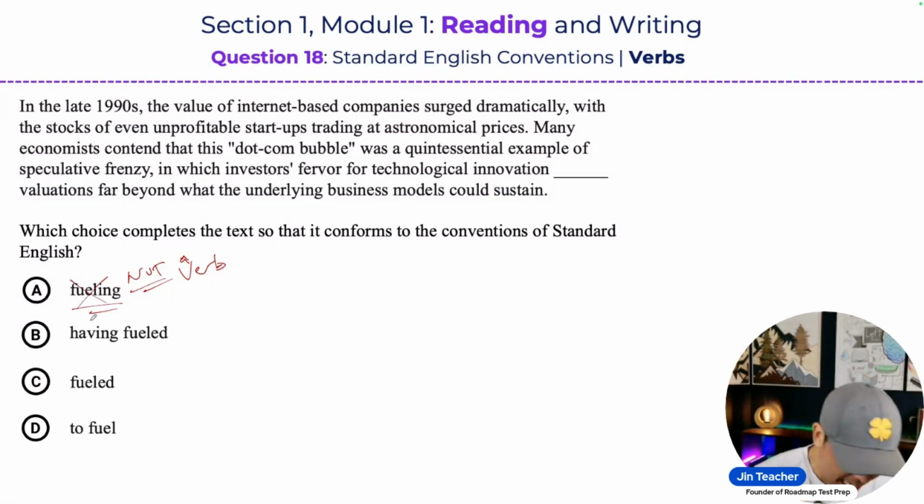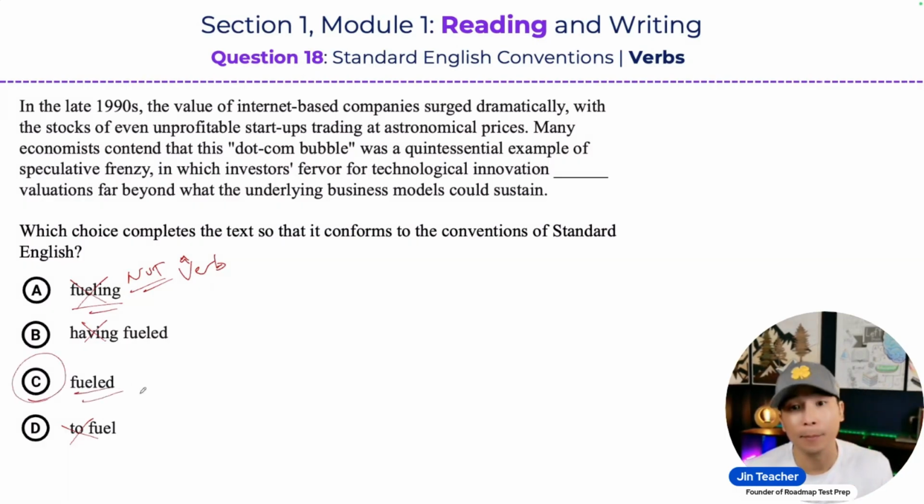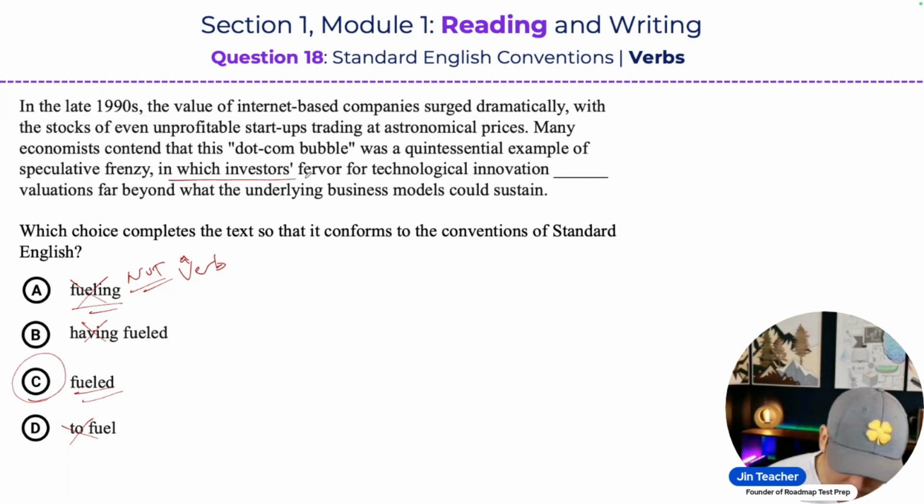And in fact, answer choices B and D are also not going to be correct for the exact same reason, that these words are not verbs, right? They don't function like a verb. C is the only answer choice that's going to be grammatical in this case because, right, it creates a grammatically formed dependent clause, right? This in which investors' fervor for technological innovation fueled valuations, right, far beyond.